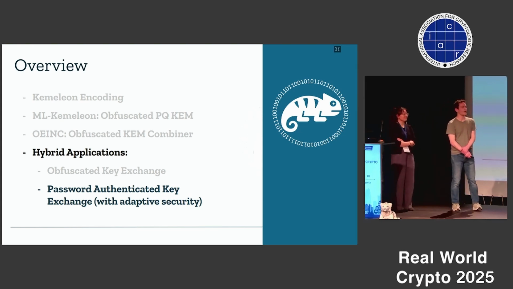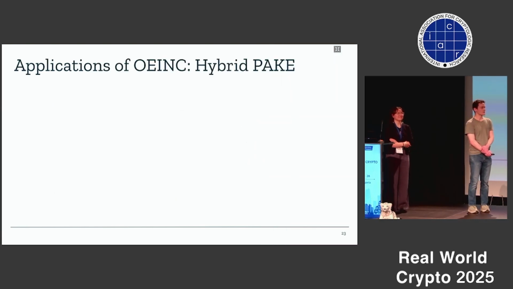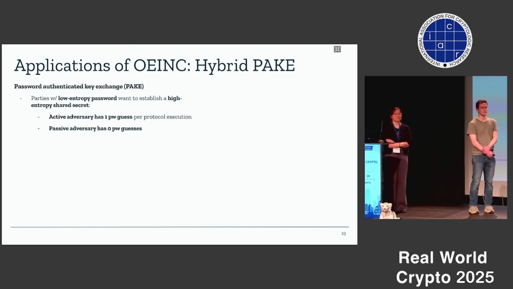So this is my favorite part. How do you make a password authenticated key exchange protocol out of this? So let's recall what a PAKE is. It is a protocol wherein two parties have a shared low entropy secret called a password, and they want to use this mutual knowledge to derive a high entropy shared secret. It has two properties. Active attackers are able to guess the password if they are active during the session, and they have one guess at the password. And passive attackers essentially have no advantage at all.